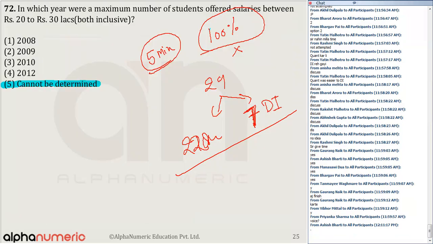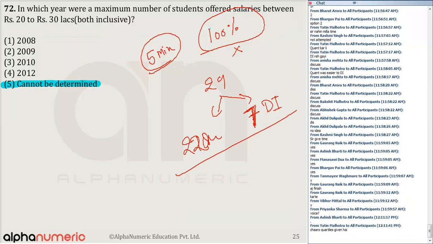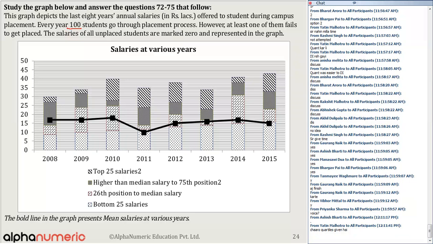If I start with the first question, in which year were a maximum number of students offered salaries between 20 to 30 lakh? ठीक है, maximum number of students offered salaries between 20 to 30 lakhs. Okay.